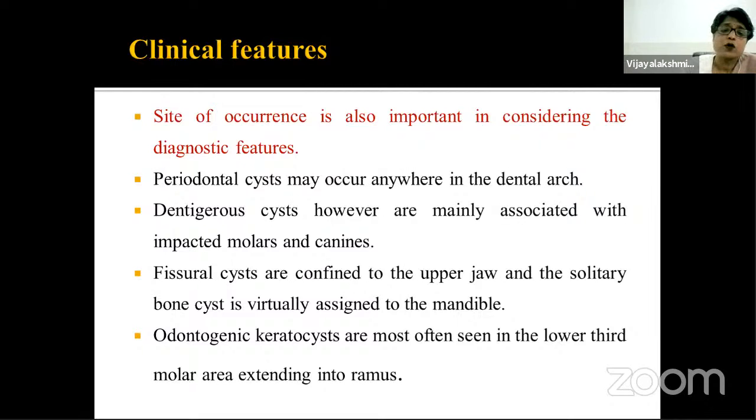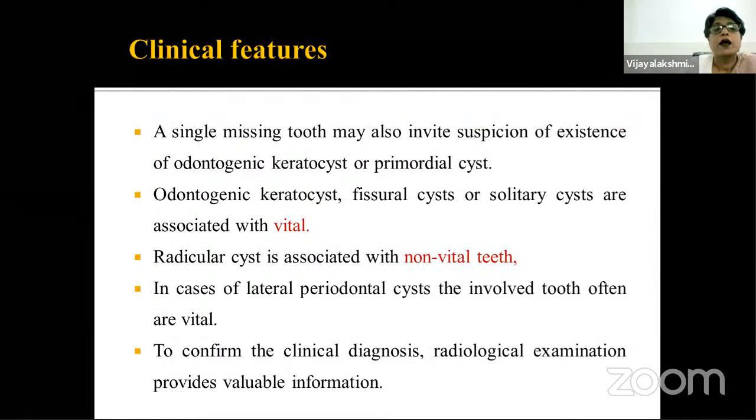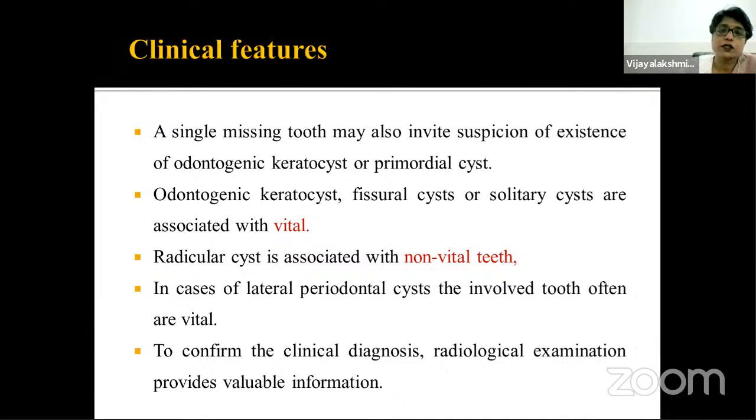Odontogenic keratocysts are more common in the lower third molar region extending into the ramus. Whenever we are looking at a missing tooth and there is a lesion, we need to be suspicious about the presence of odontogenic keratocyst.